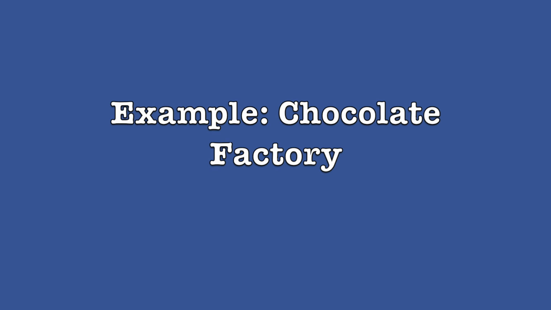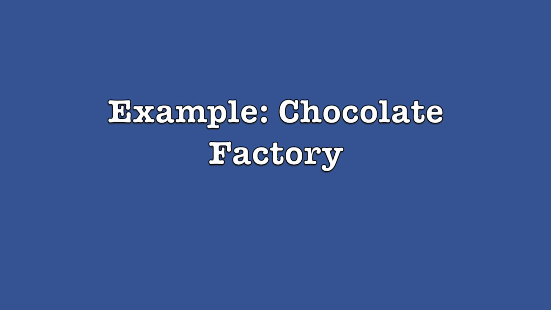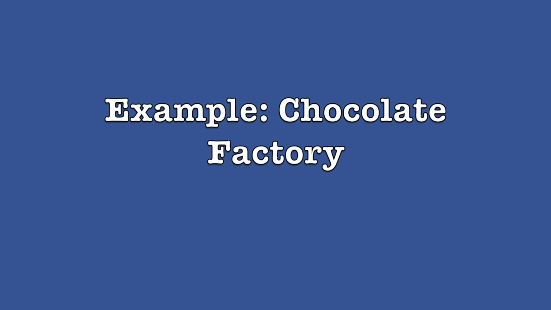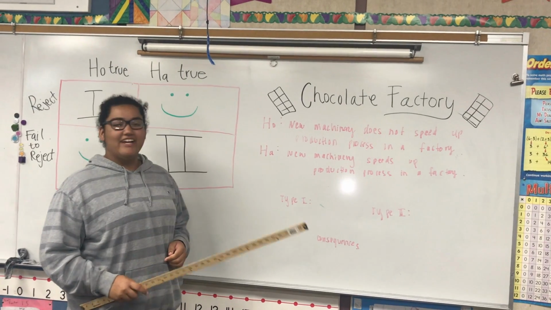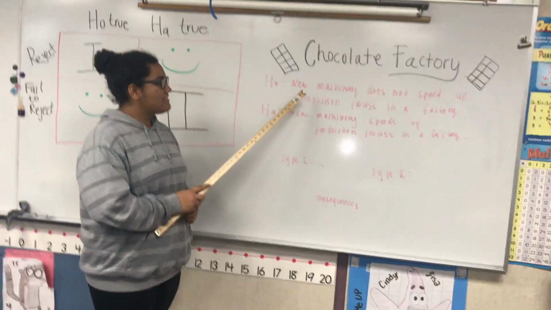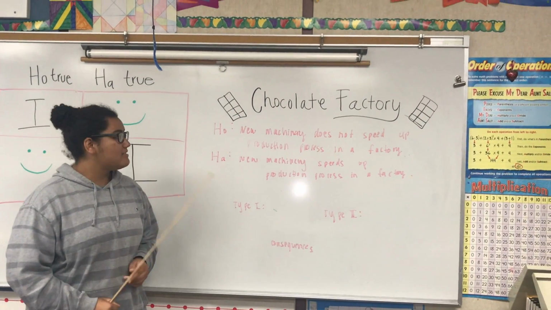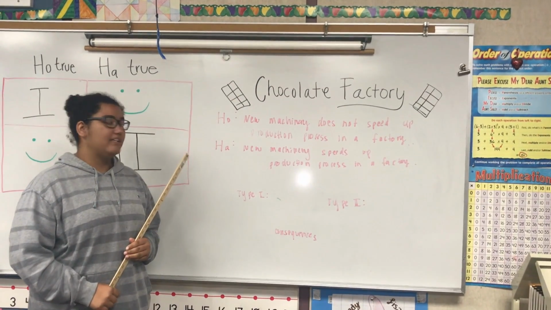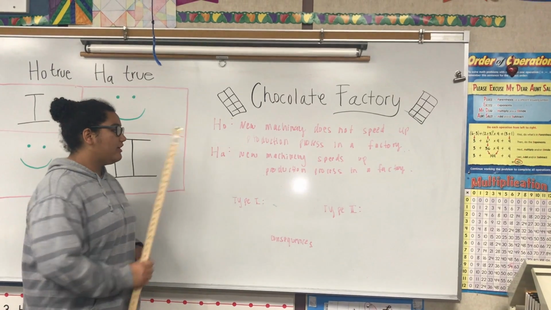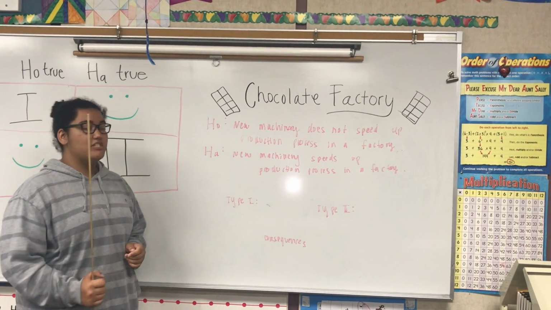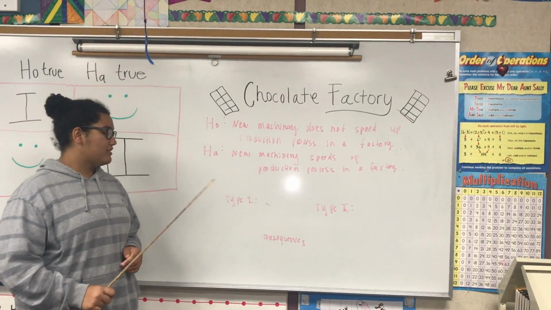Our example will be how quickly a new piece of machinery works in a chocolate factory. In this scenario, our null hypothesis is that the new machinery in our chocolate factory does not speed up the production process in the factory. And our alternative is that the new machinery does speed up production.